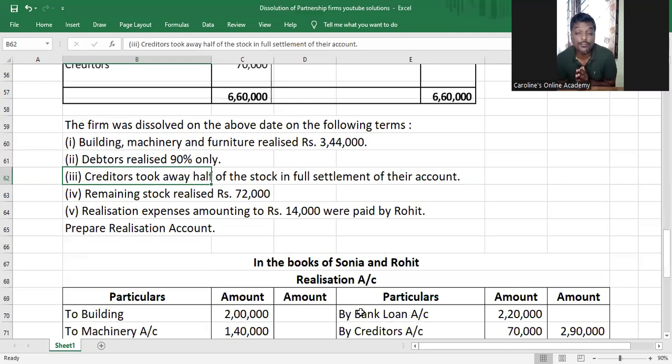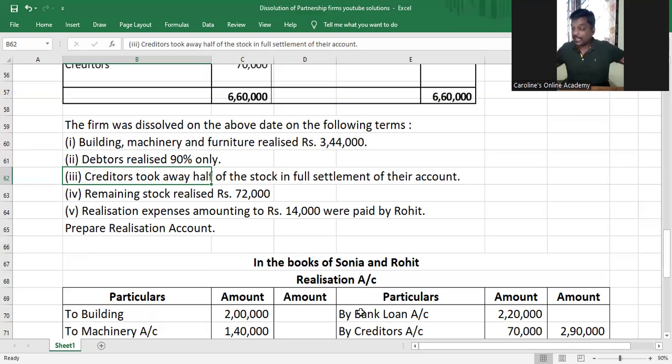Creditors took away half the stock in full settlement of their account. Full settlement. When a liability takes over an asset in full settlement, then when the asset goes out, you credit realization account. When liabilities are settled, you debit realization account. So the journal entry is realization account debit to realization account. So when a liability takes over an asset, there will be no journal entry. So you don't have to post it to the realization account. As there is no journal entry, there is no ledger posting.